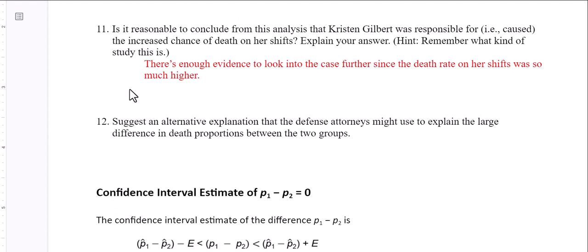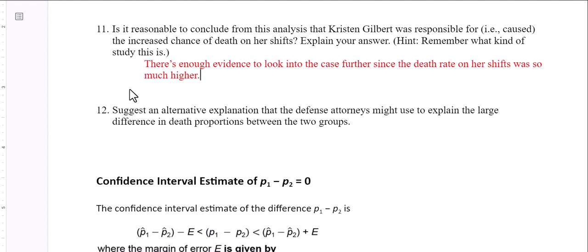Now, I want you to suggest an alternative explanation that the defense attorney might use to explain the large difference in death proportions between the two groups. What could be some reasons that the rate of death is higher during her shifts than any other shifts? Think about what could be going on that is not necessarily just because she was killing people. As the defense attorney, the idea is you want to poke holes at what the prosecution is suggesting, and in this case, poke holes at the statistical analysis we have done. So what are some other explanations?